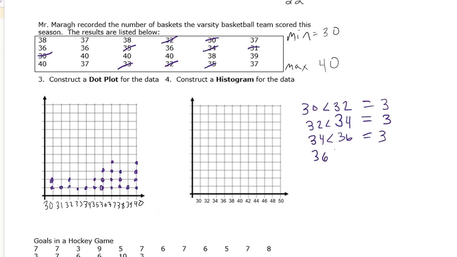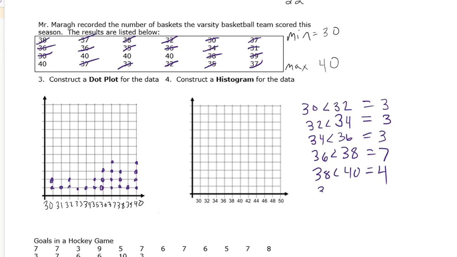And then 36, but less than 38. So that's 36 and 37. So 1, 2, 3, 4, 5, 6, and 7. Between 38 but less than 40. Yeah, so that's 38, 2, 3. So that's 3. Let's see, I'm missing one. 4.